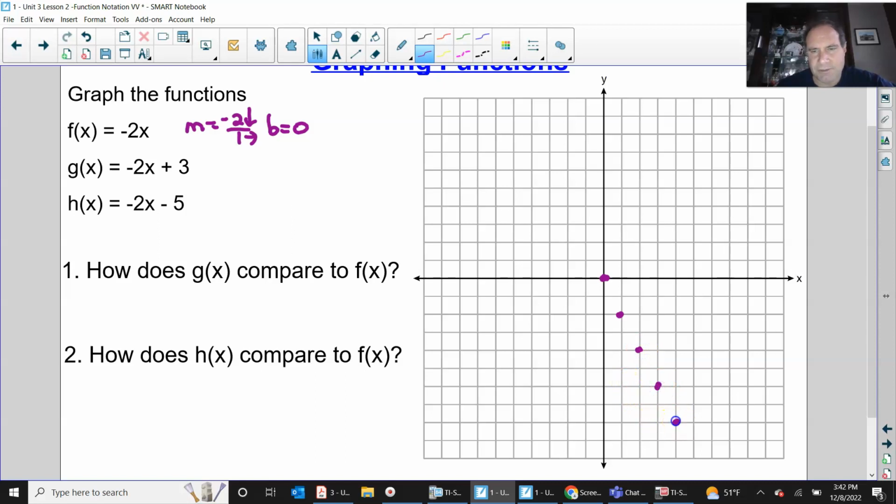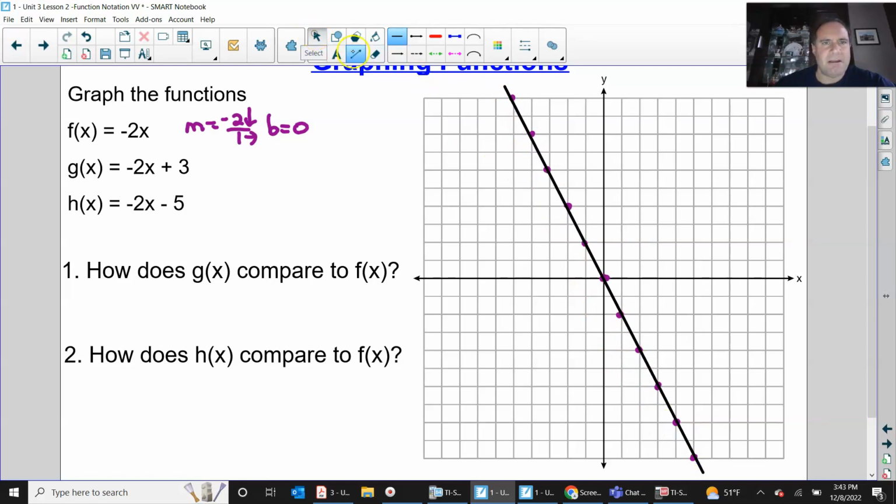Down 2, right 1. And this is by hand. Nice and easy, just like this. Up 2, left 1, opposite. You connect with a straight line using a ruler. Remember, you must put arrows on each end, and then put y, not y, f of x equals -2x.